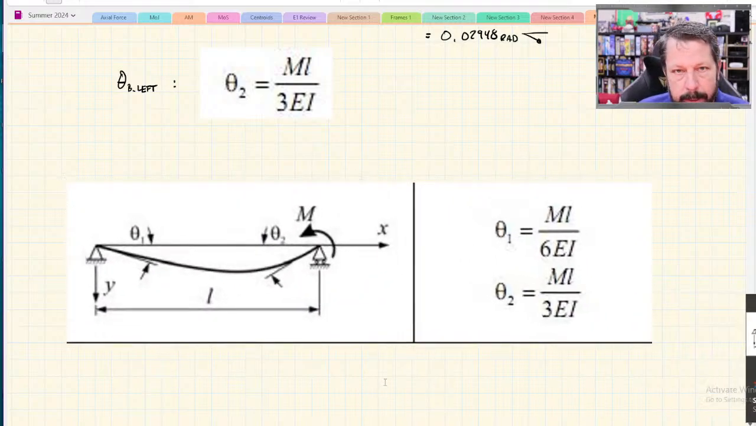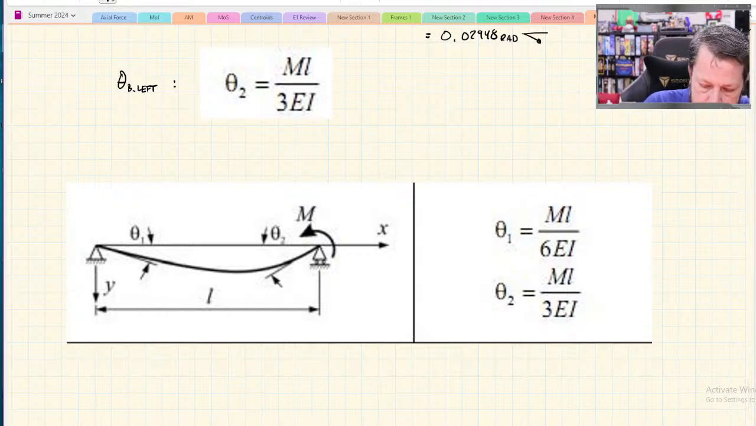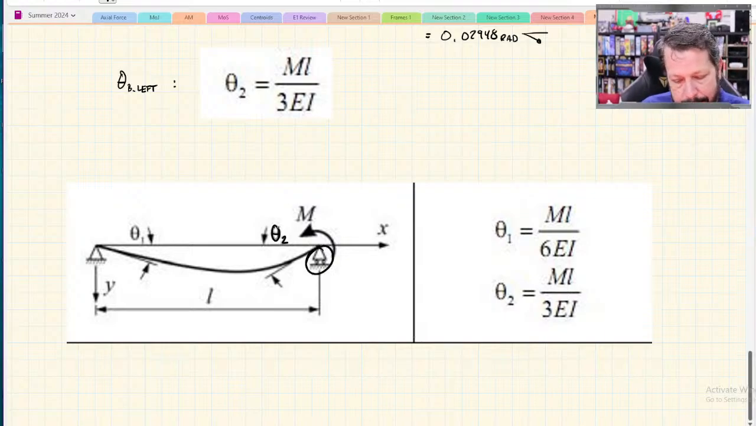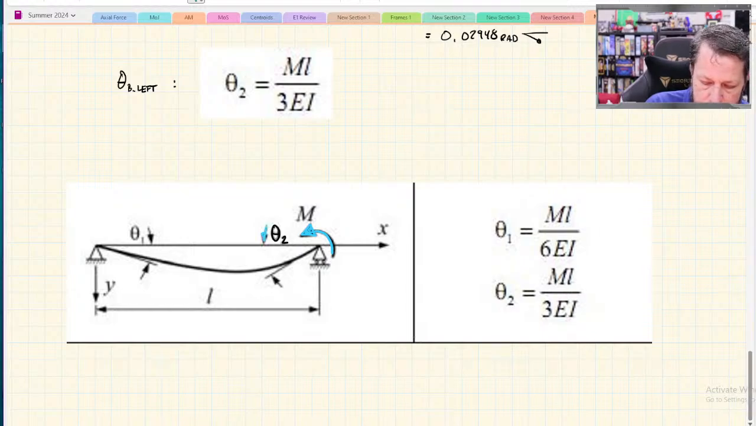So theta 1 and theta 2 are not the left hand and the right hand side. Theta 2 is this guy, and it's the one associated with the end that has the moment applied to it. Not the fact that it's a roller or on the right hand side or any of those things. It's the fact that it's the part where the concentrated moment is applied.